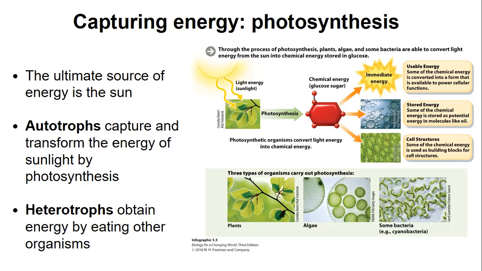Autotrophs, think of automatic, happening automatically. Autotrophs capture and transform the energy of sunlight by photosynthesis. So plants are autotrophs. Algae are autotrophs. Some bacteria, like cyanobacteria, are autotrophs. Heterotrophs obtain energy by eating other animals. And that's kind of what I was talking about. So without light, you lose all your autotrophs and you lose all your heterotrophs. So game over.